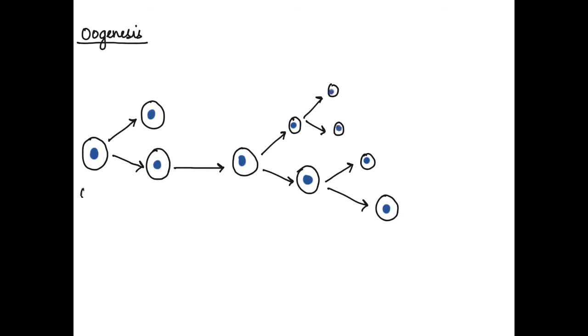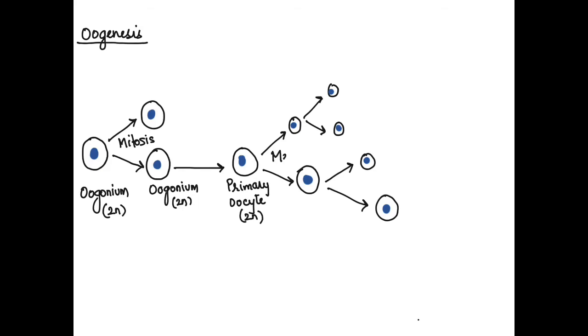The diploid egg cell is the oogonium, which undergoes mitotic division, giving rise to oogonia. One of the oogonia then differentiates to become the primary oocyte. This primary oocyte is a diploid cell and it undergoes meiosis. So after the first meiotic division, the primary oocyte gives rise to 2 cells.